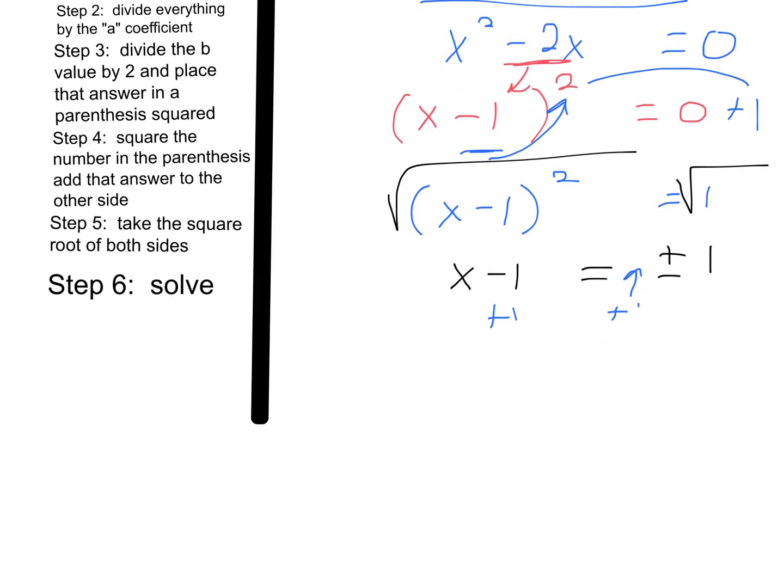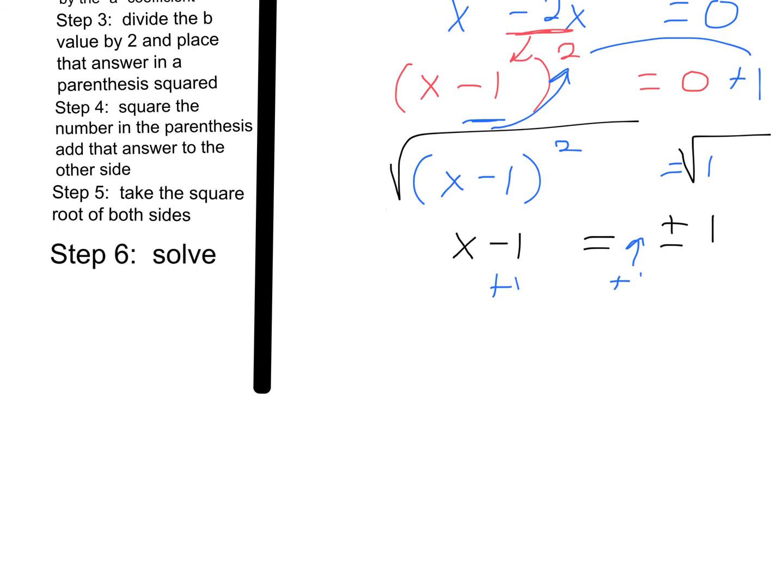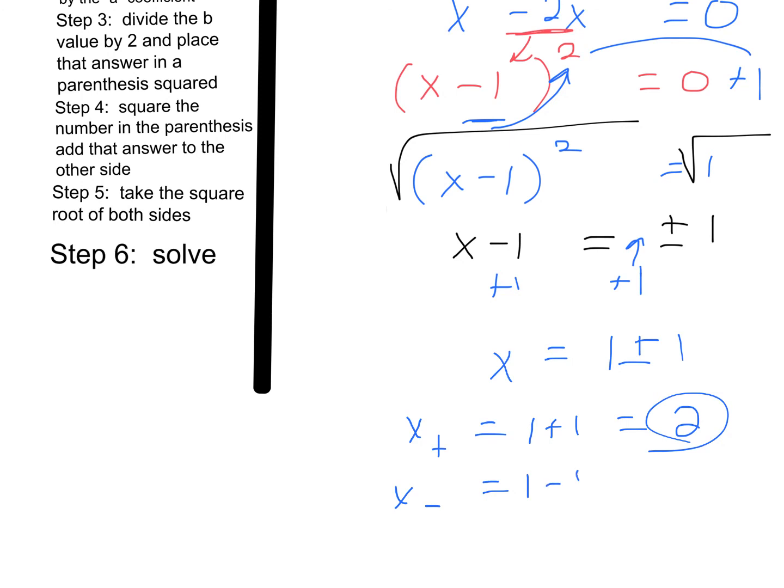Okay, scooch this a little bit here. Alright, so x is equal to 1 plus or minus 1. So our x positive is 1 plus 1, which is 2. Our x negative is 1 minus 1, which is 0. Oh, that's awful. Let me make a better 0. There we go. That's better.